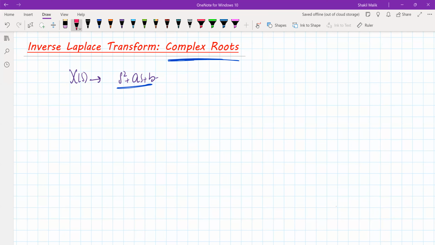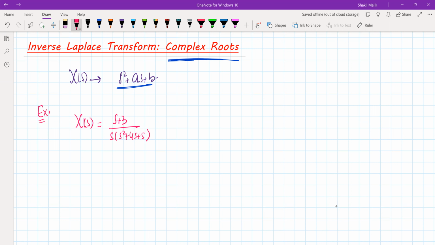So to illustrate this, let me take an example. Let's suppose X(s) is simply (s plus 3) divided by s into (s square plus 4s plus 5). Let's suppose this is the X(s). So our goal is to find x(t).